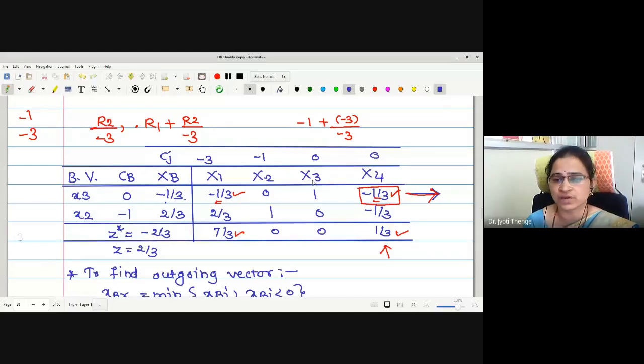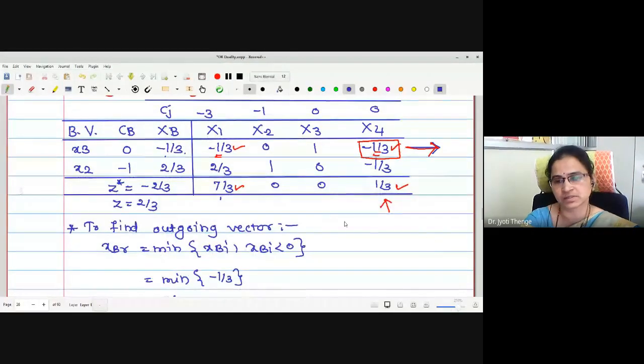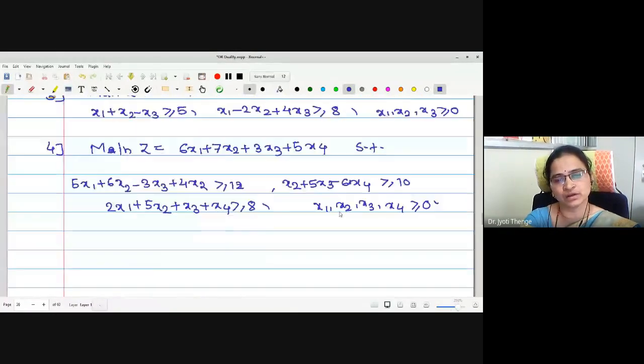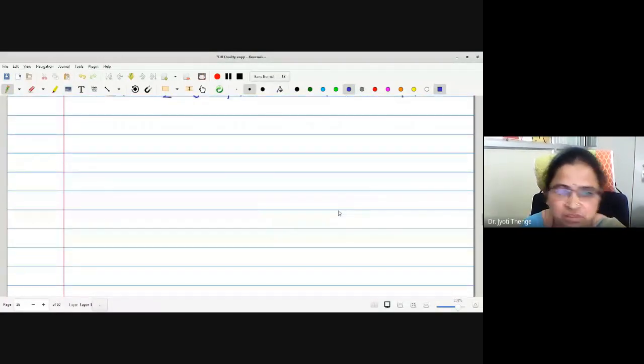The formula says that whatever is the key row, just note which are the negative entries. Then the ratio is calculated as net evaluation upon that corresponding negative entry, and select the maximum. Whichever variable gives the maximum value, we will enter the basis. So we'll try not to get confused. Very easy method we have.